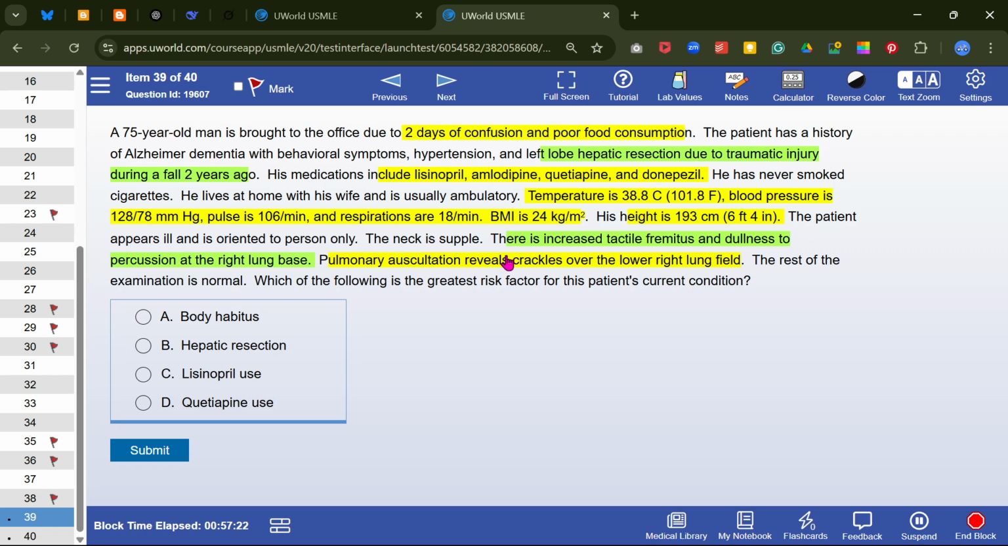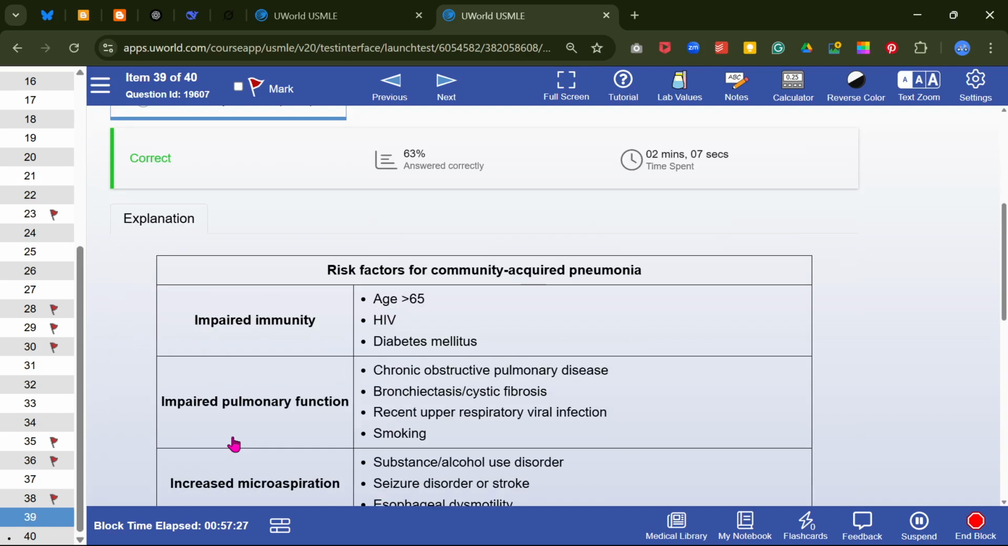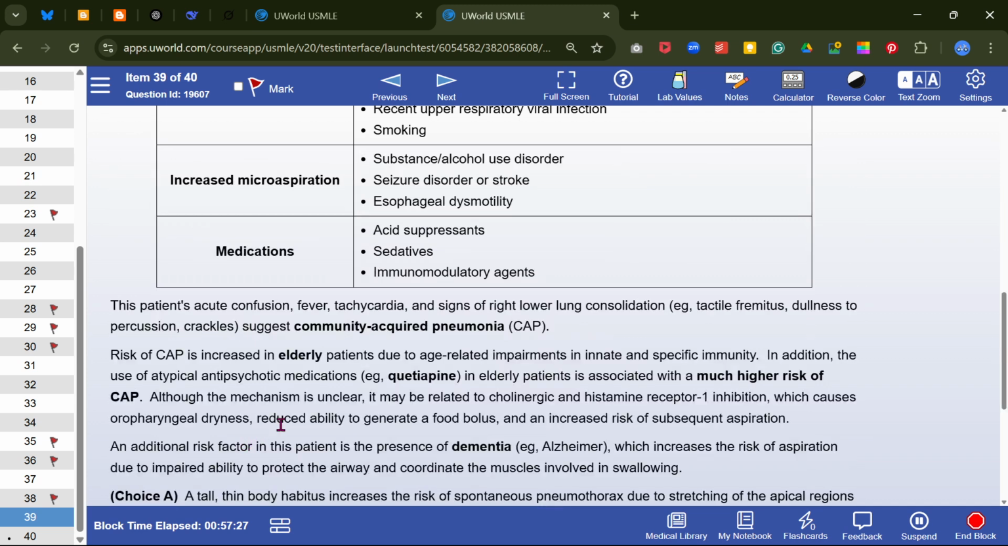Alzheimer. Aspiration pneumonia. Quetiapine. Okay.